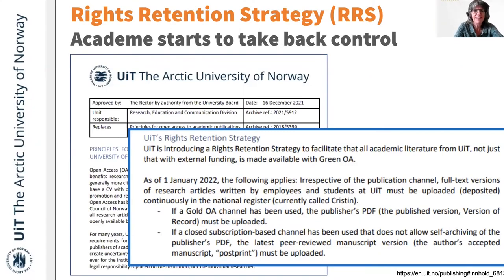Yes. The Arctic University of Norway published its new policy, and that came into effect from the 1st of January this year. The policy includes a rights retention aspect, and it says that for employees and students wishing to publish in academic publication channels that have subscription-based access, UiT's infrastructure for self-archiving, known as Green OA, shall ensure open access to the academic literature.